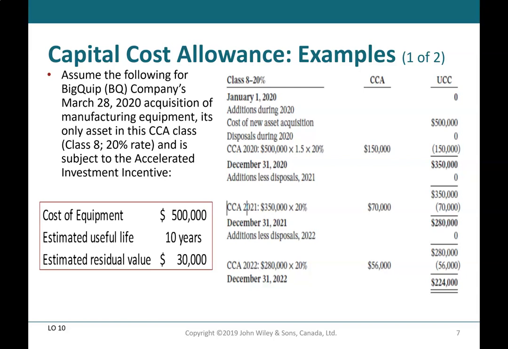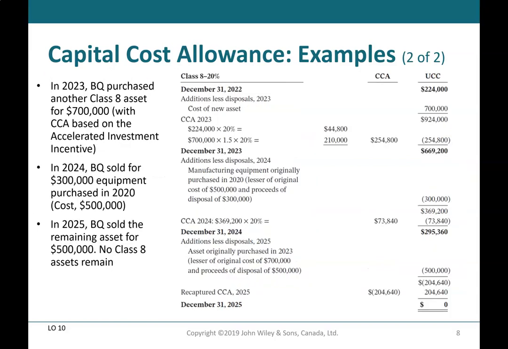Then in 2022, you take CCA of $56,000, and your ending UCC balance at December 31st, 2022 is $224,000.